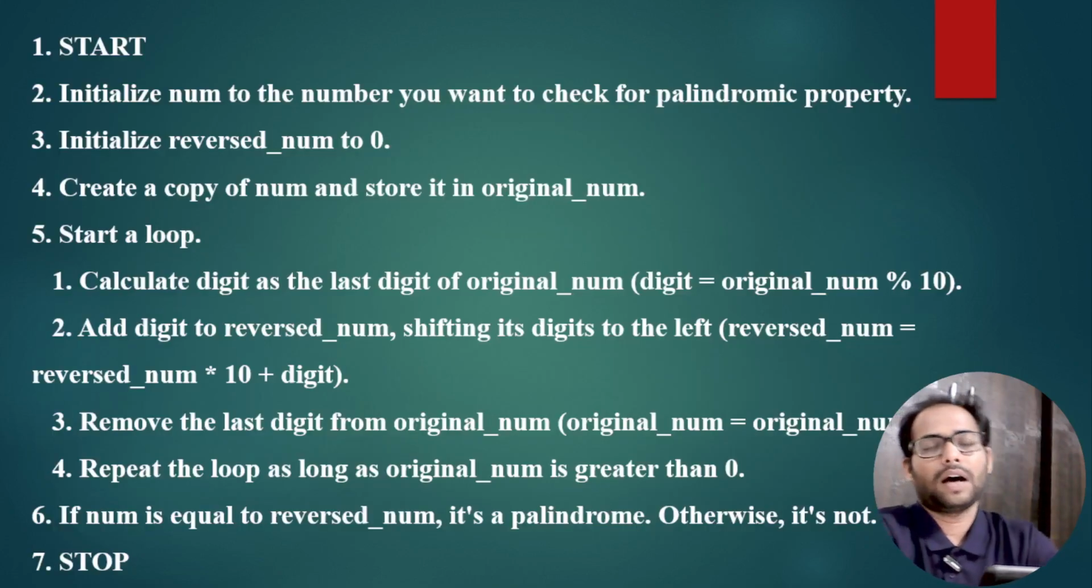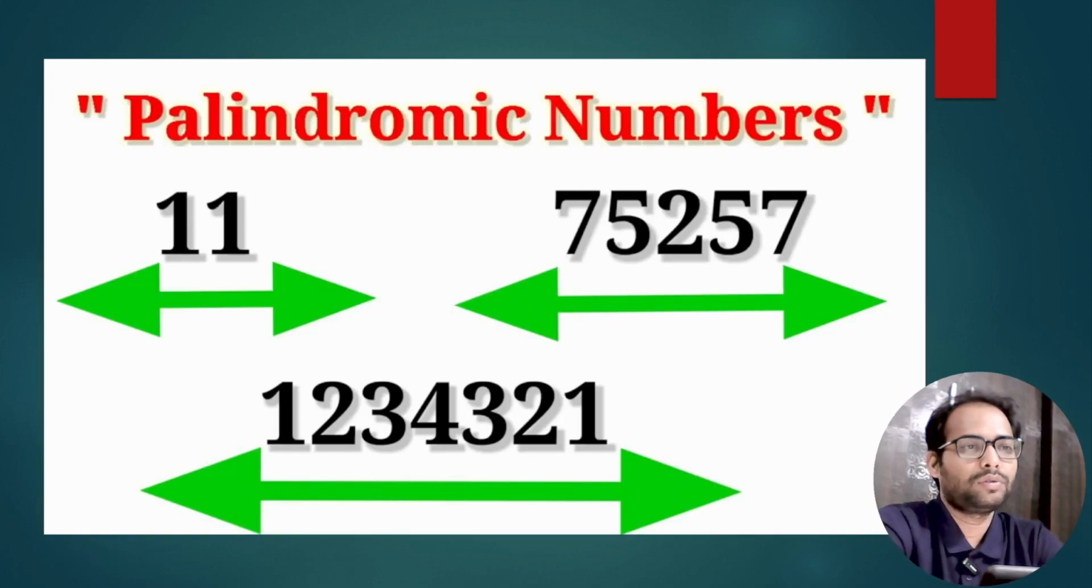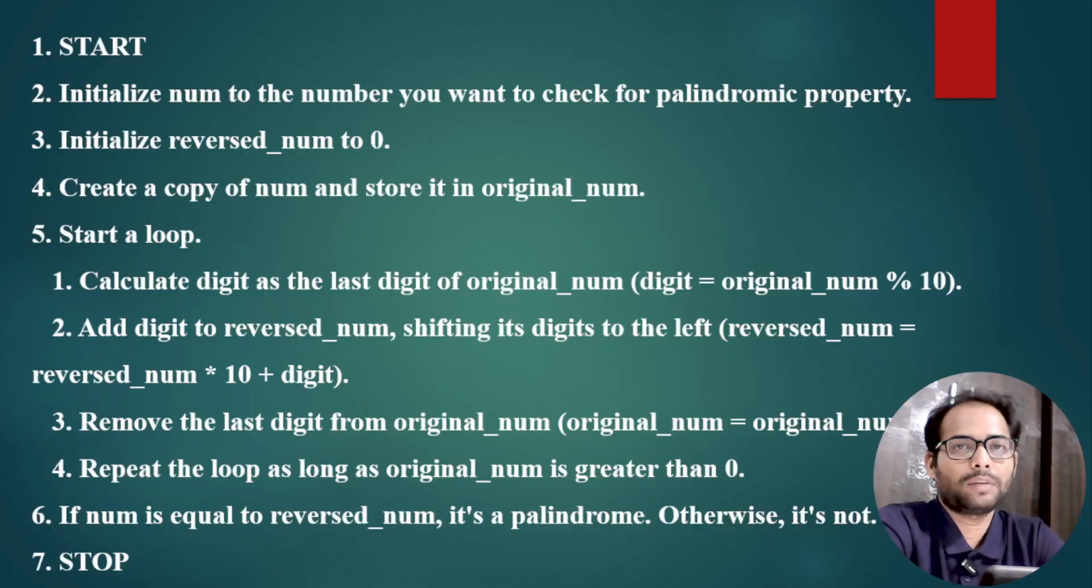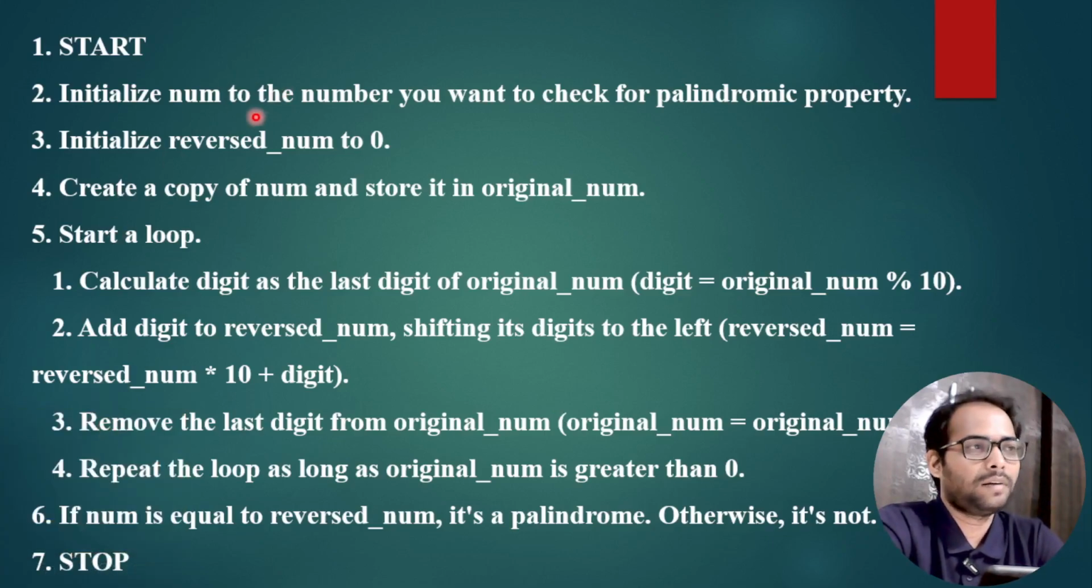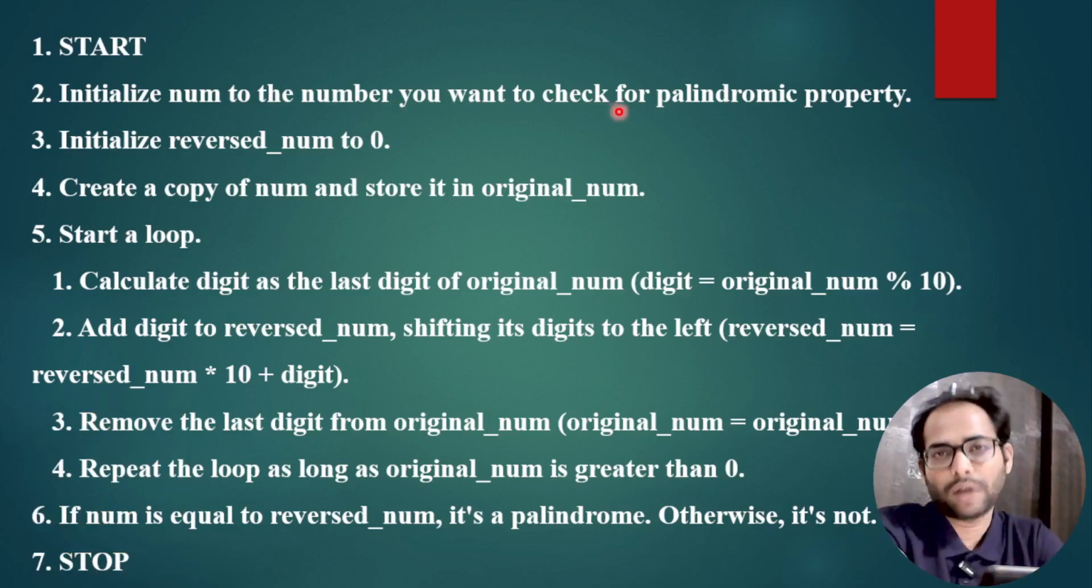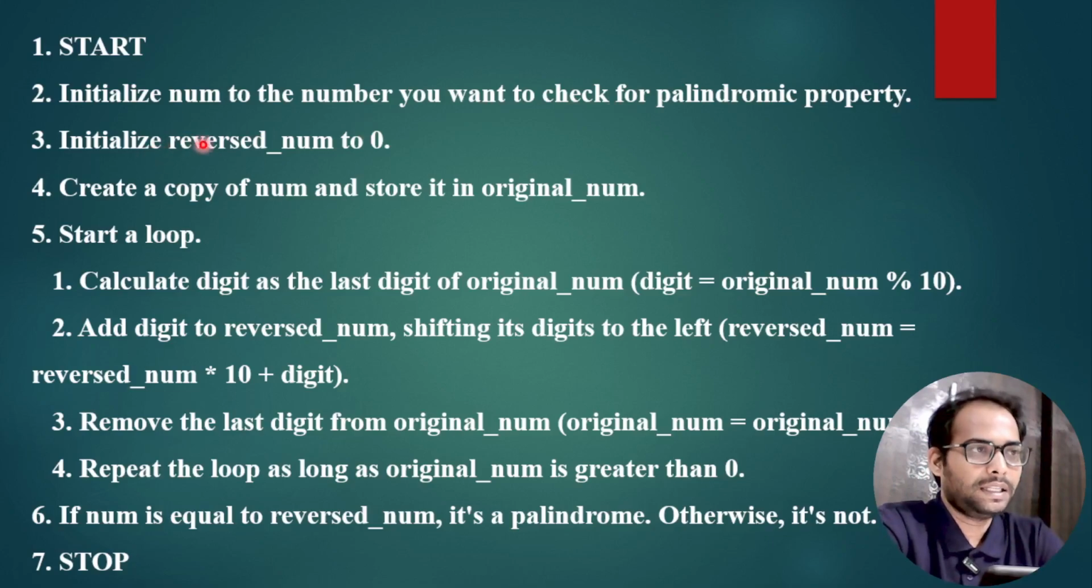So what is the algorithm for that? To check all these things, what kind of algorithm should I write? Here you can see the algorithm I have written. The algorithm says: first, start with the number you want to check. That means you ask the user for the number. Then initialize the reverse number equal to 0. So I'll write a reverse number, which I am going to build as the reverse of the original number, and I'll just set that value to 0.